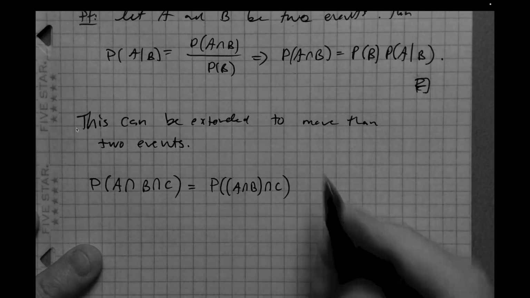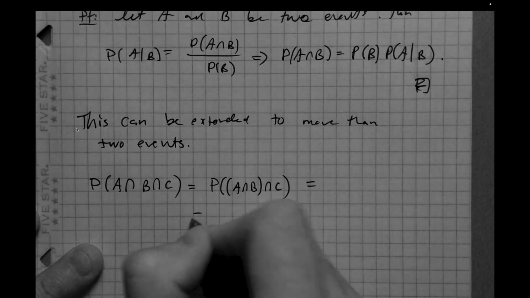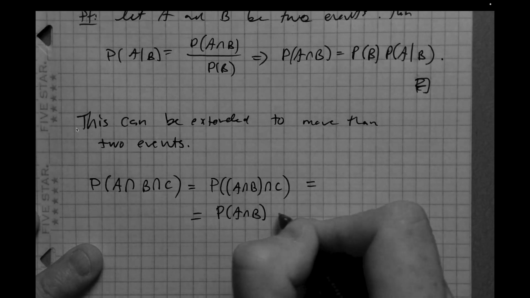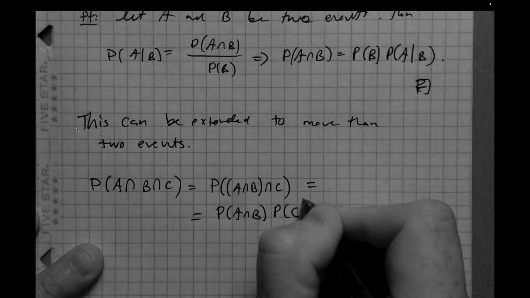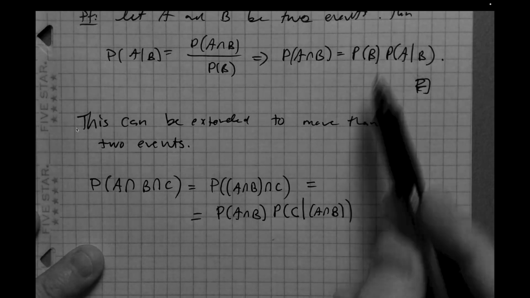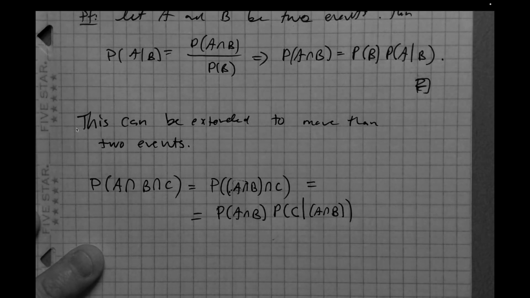And so if I do that, then I can just apply what's up above here, and I can say that this is equal to the probability of A and B times the probability of C given A and B, right? So that's just using the theorem. I'm thinking of this as event 1 and event 2, so I can kind of break it up like this.